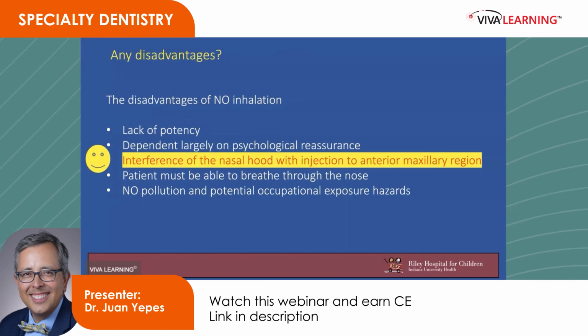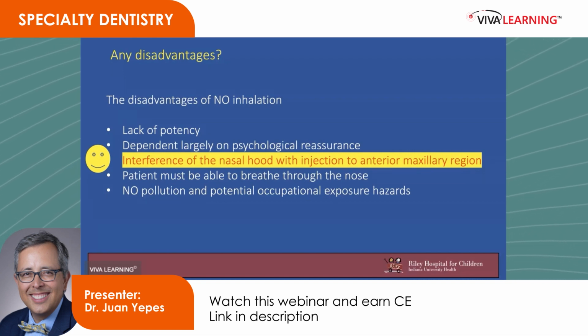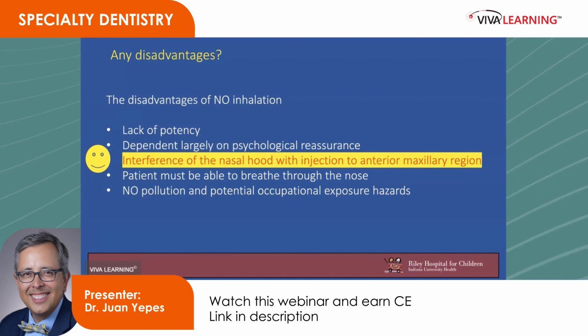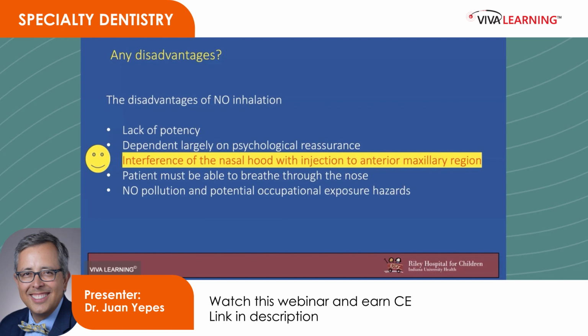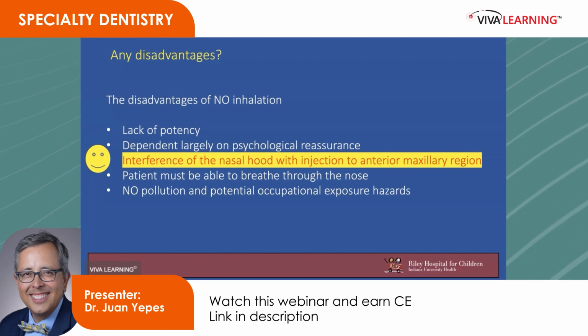Now, like everything in life, not everything is perfect. There are some disadvantages of the use of nitrous oxide. Number one, it's not very potent. We know that from the front. It's highly dependent on psychological reassurance. So that means we need to explain to the patient that nitrous oxide is actually a good helper, but it's not going to put the patient to sleep.